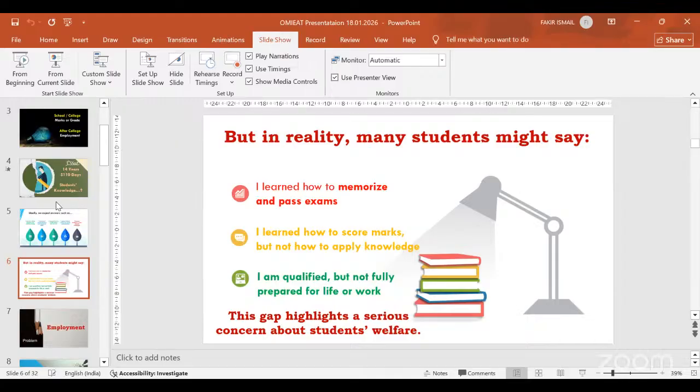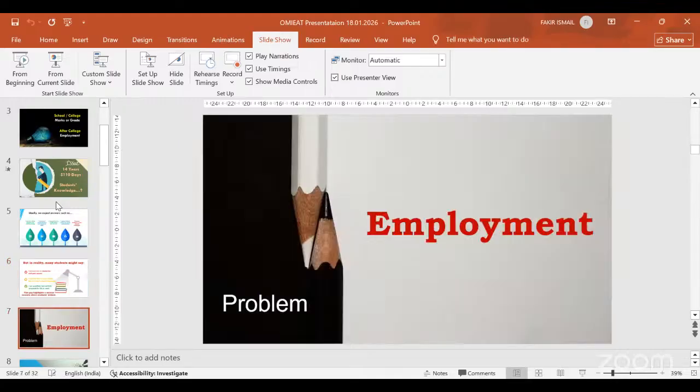So this gap, even though the student was studying in 7th standard, got first rank, or second rank, or third rank. But after completing 14 years, when we ask the student, the reply is like this. So this gap highlights a serious concern about the students' welfare. Here, the students' welfare is a big question mark. So today, the problem of every student is employment.